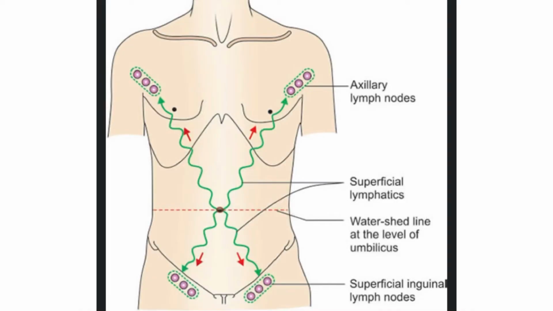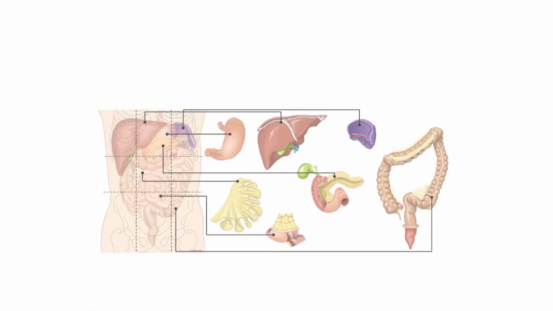So above the umbilicus, we have the pectoral group of axillary lymph nodes, and below the umbilicus, we have the superficial inguinal lymph nodes. Then the deep branches come with the deep arteries and drain into the internal thoracic lymph nodes, the external iliac lymph nodes, and the para-aortic lymph nodes.